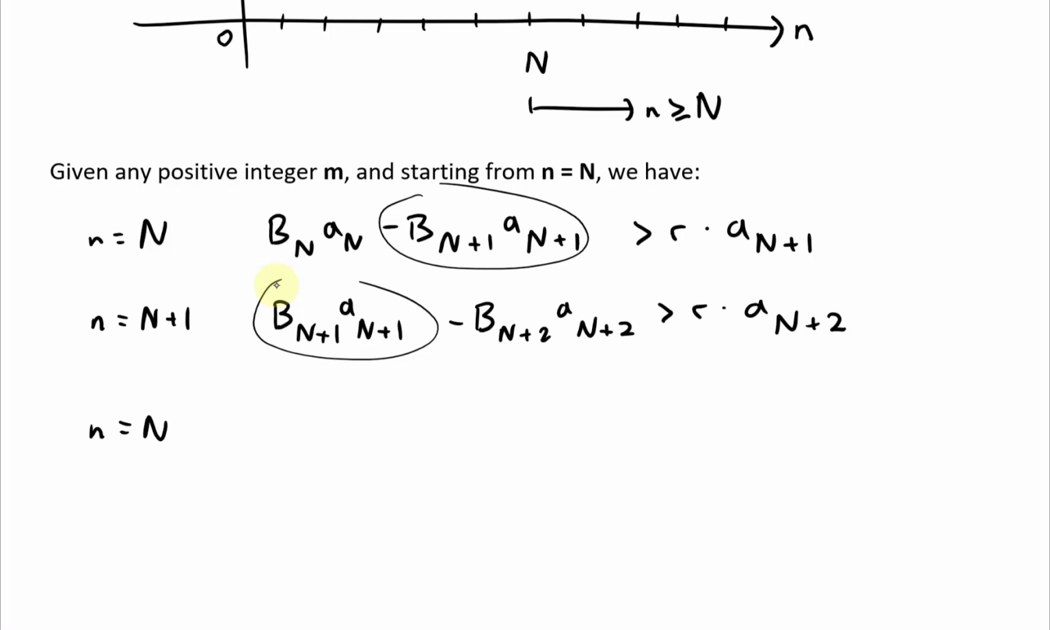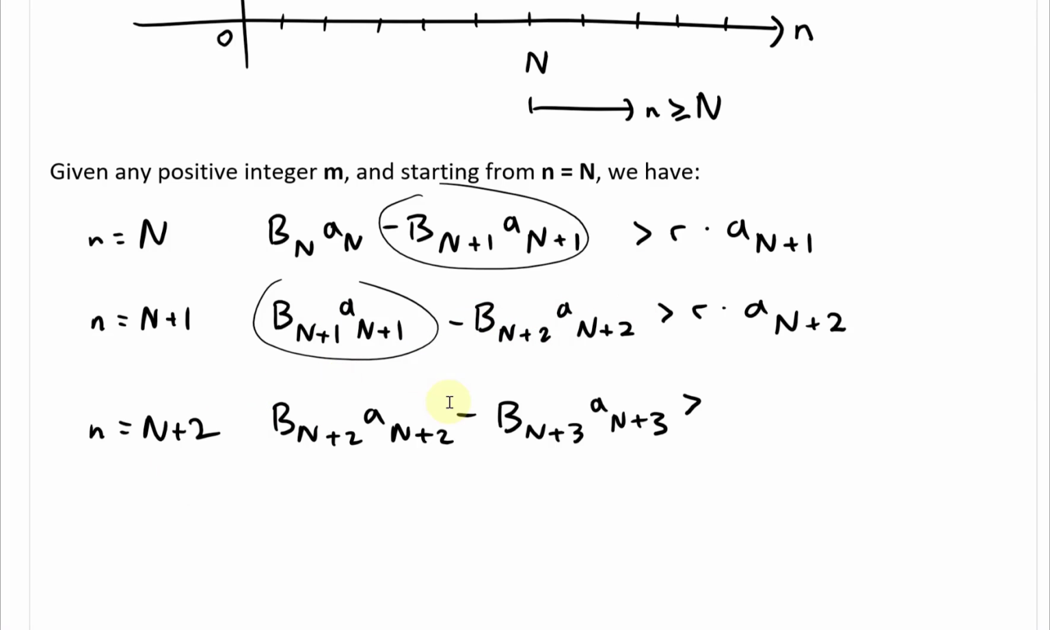n equals N plus 2. This is going to be b_{N+2} a_{N+2}, minus b_{N+3} a_{N+3}. This is going to be greater than, and again, notice this one right here is the same as this one here, but this is negative. And now this is going to be greater than r times a_{N+3}.